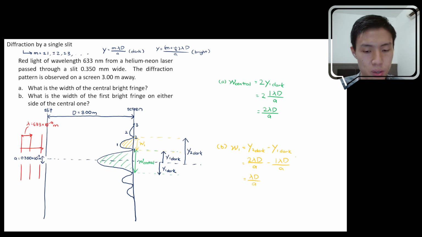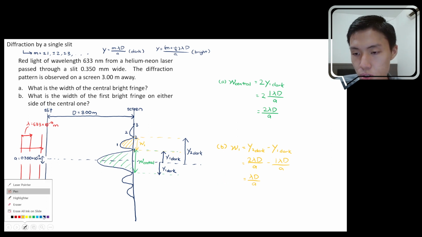Why do I want to manipulate the equation? Because just by looking at this, we can see that W1 is lambda D over a, and W central is 2 lambda D over a. So the width of the central bright over here will be twice the width of all the other fringes. If, let's say, the width of this first bright fringe is 5 mm, then the width of the central bright will be 10 mm. The width of the central bright is twice the width of all the other bright fringes on both sides of the central bright. Okay, so now that we know this already, we can proceed with our substitution.